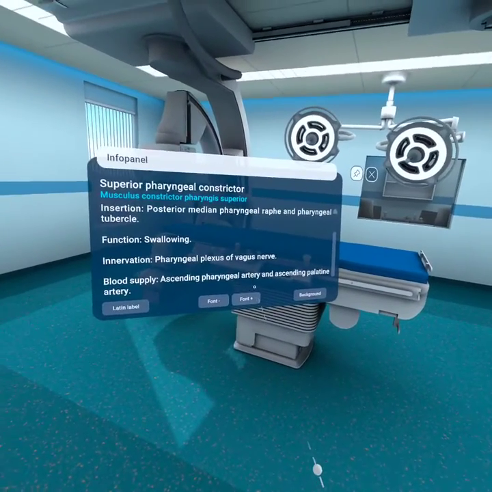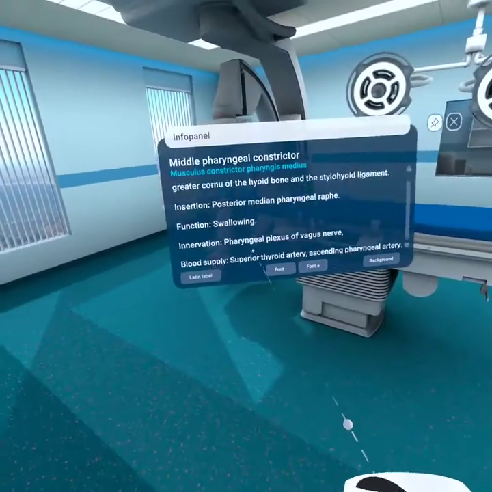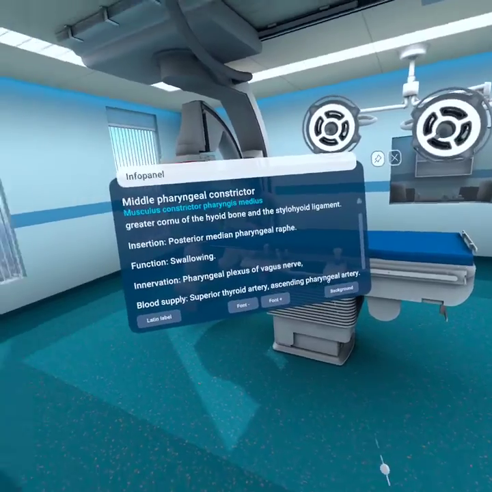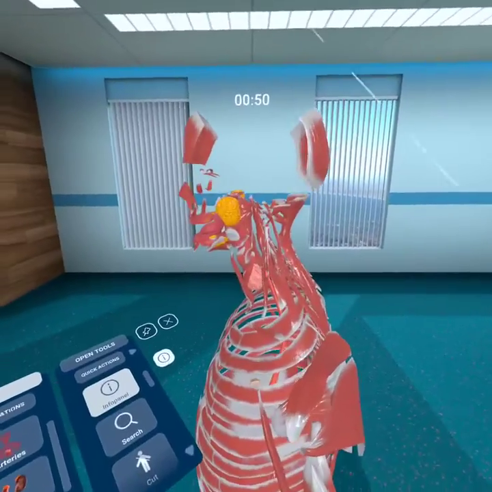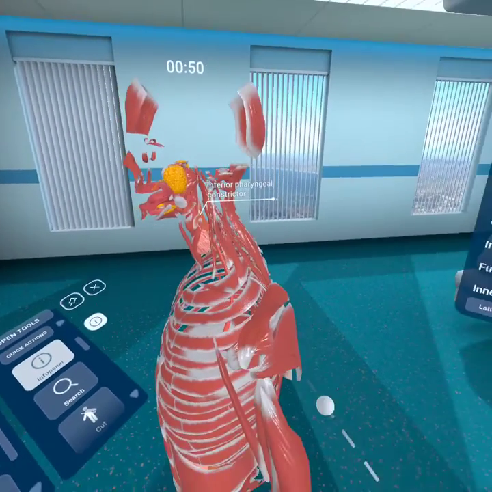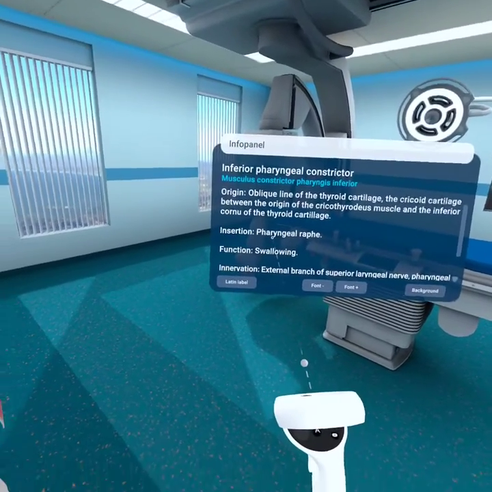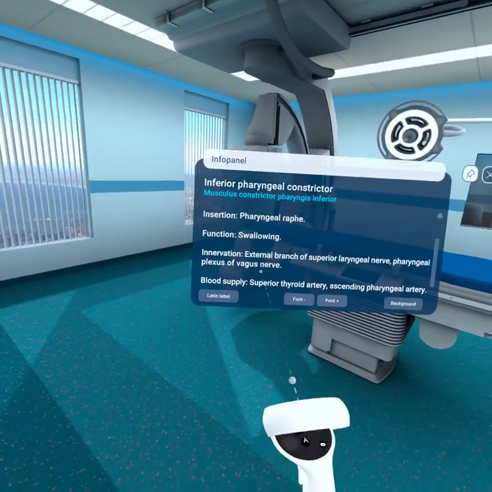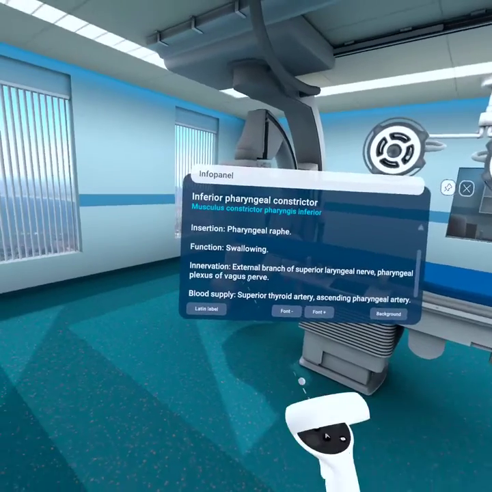Ascending pharyngeal artery and ascending palatine artery. This second one was superior thyroid artery and the ascending pharyngeal artery. So that is that for the middle pharyngeal constrictor. Now we go down towards the inferior pharyngeal constrictor. That is another one that is innervated by the pharyngeal plexus of the vagus nerve. So it's the third one that's innervated by the same one.